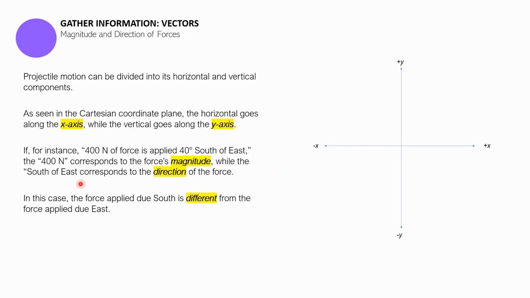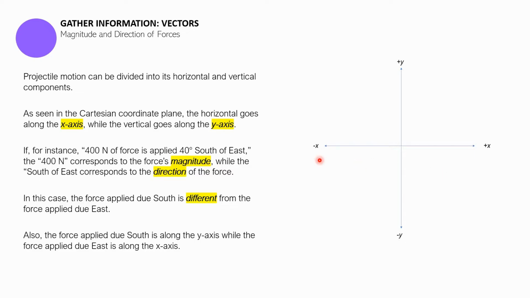Yung 400 newtons, it corresponds to the magnitude of the force. Kung gaano kalaki yung size, gaano karami, gaano katindi, ka-strong yung force. That's the magnitude of the force. Whereas yung south of east naman, it corresponds to the direction of the force. Yung south, in the statement south of east, it refers to the vertical component of the vector, yung south. Yung east naman, it corresponds to the horizontal component of the vector.